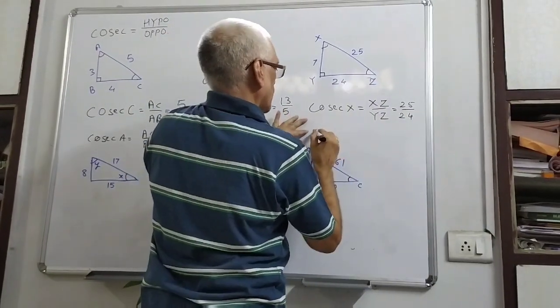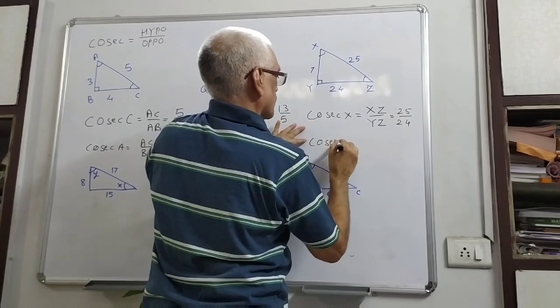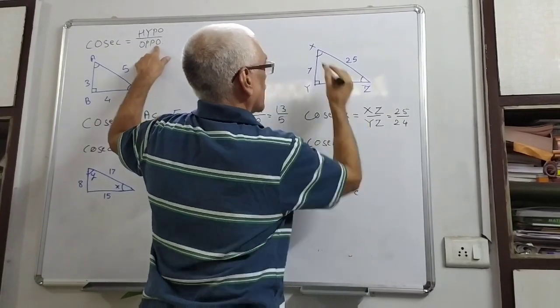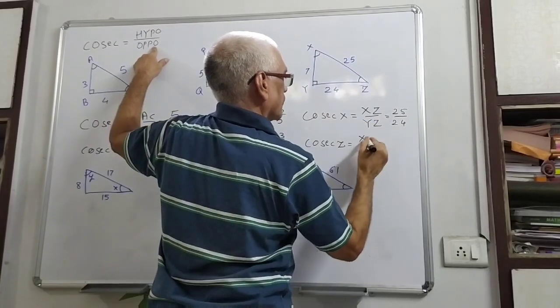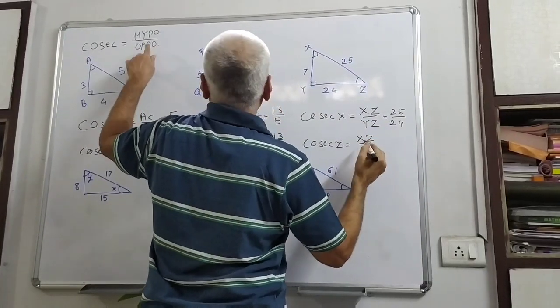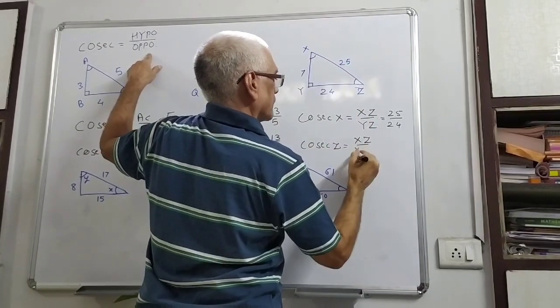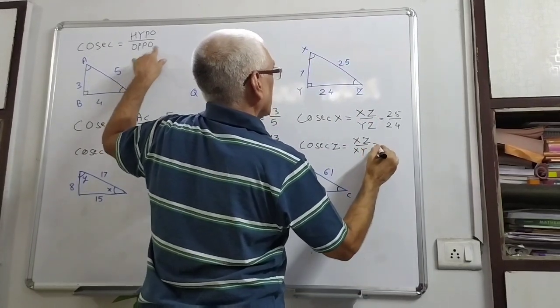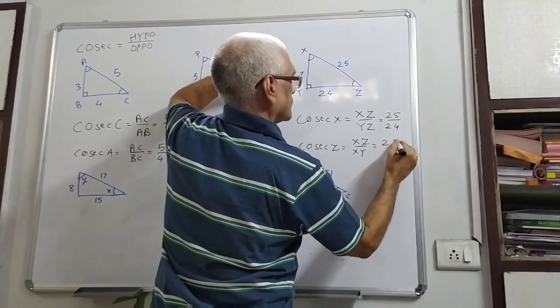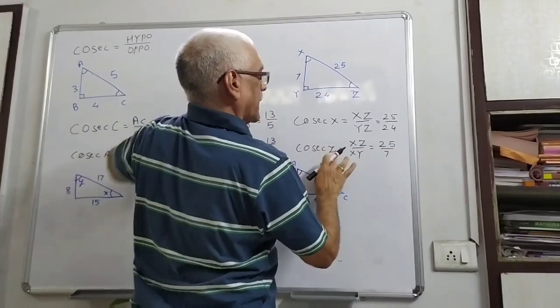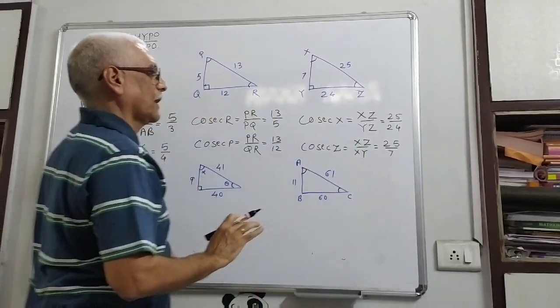Now we want cosec of Z. That is again, cosec means hypotenuse. Hypotenuse means XZ upon the opposite side. Opposite to Z will be XY. So here XZ is 25 and XY is 7. Therefore, cosec of Z is 25 upon 7.